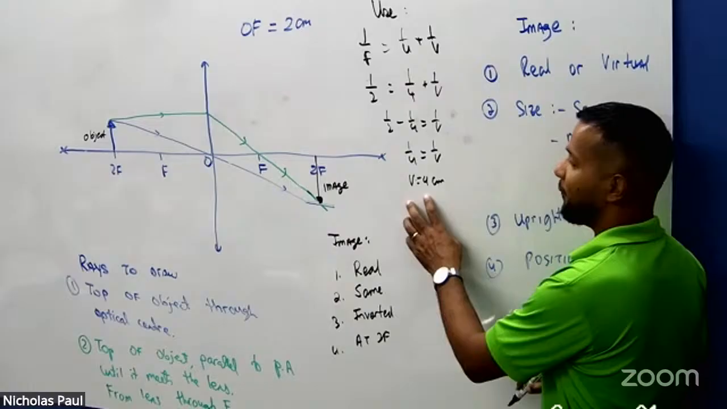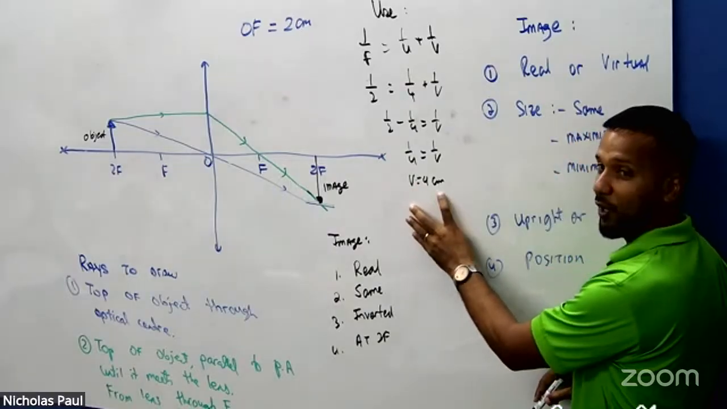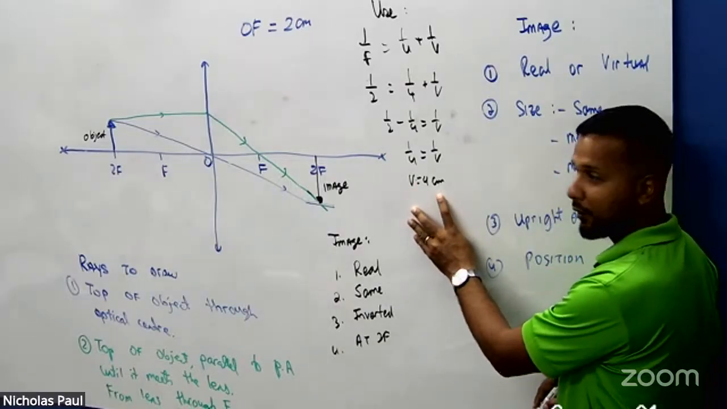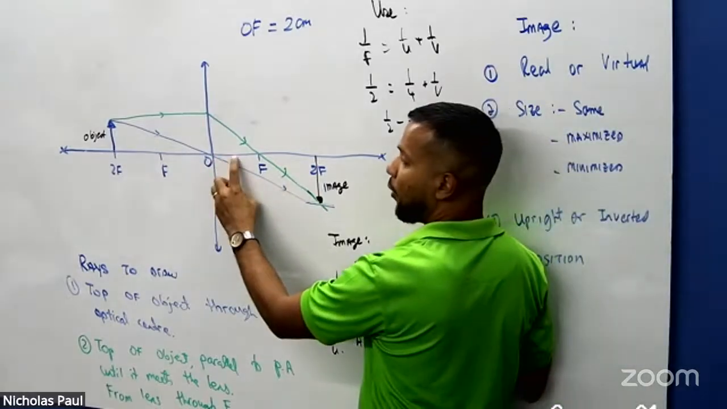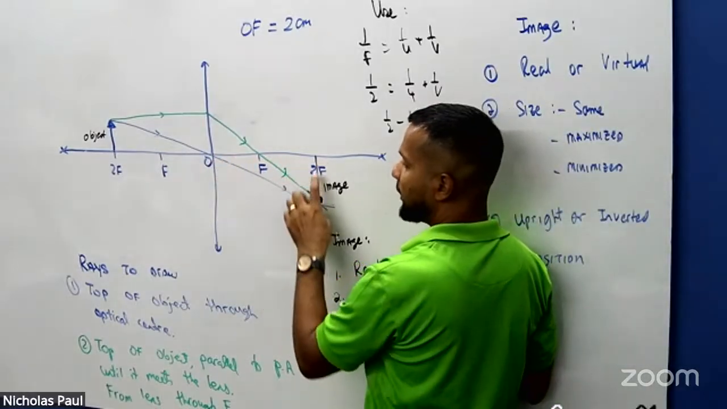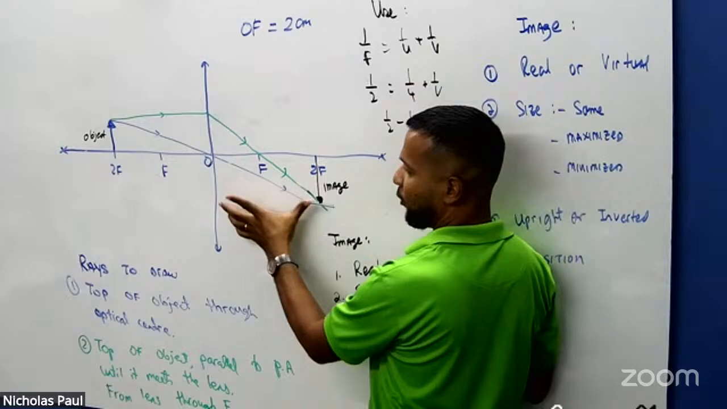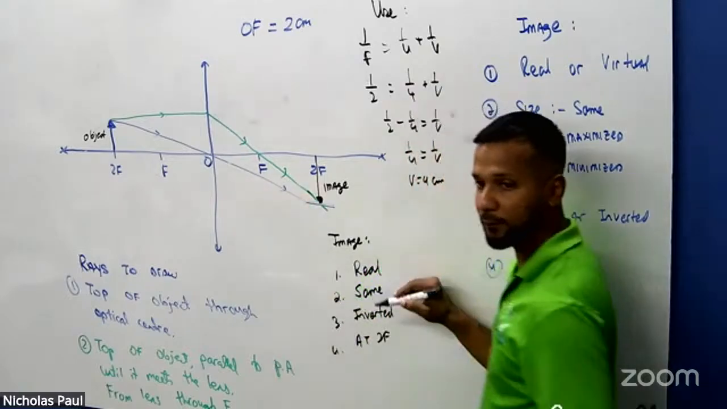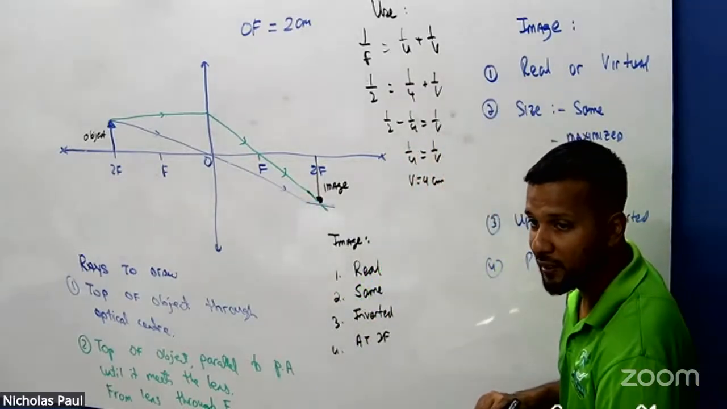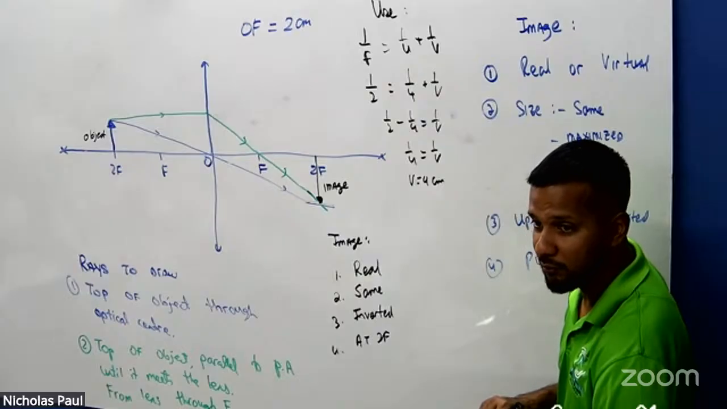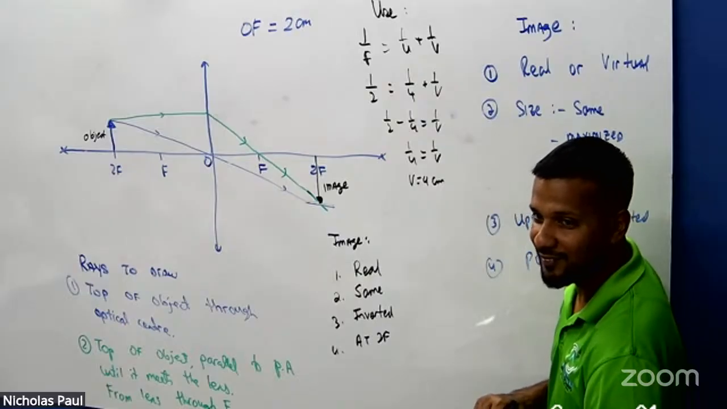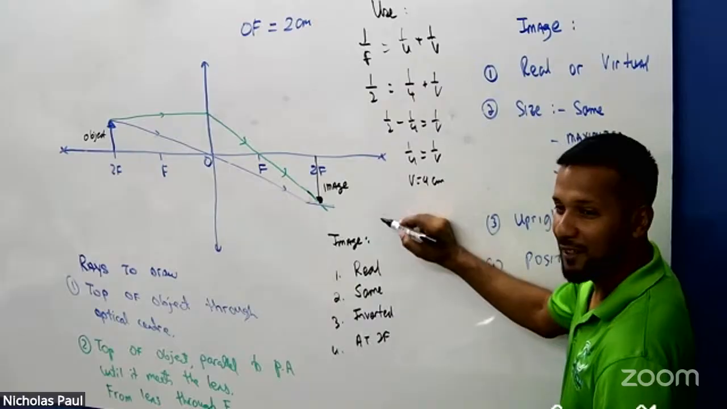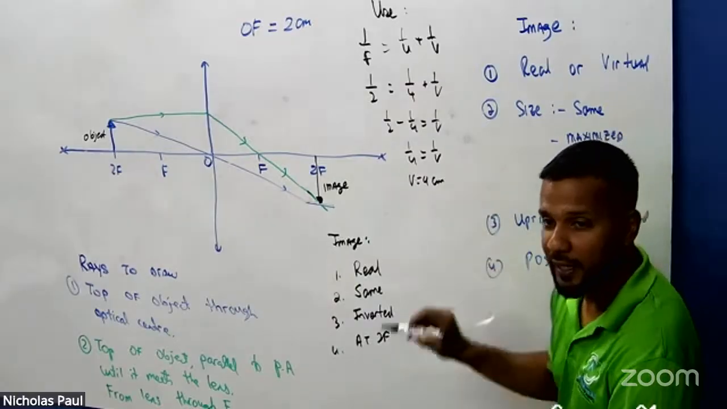Okay, next one. So V is equal to 4 centimeters. Let's check and see. 1, 2, 3, 4. So the image is 4 centimeters away from the lens. Do you see that? Same. Right? So here's how we can tell.